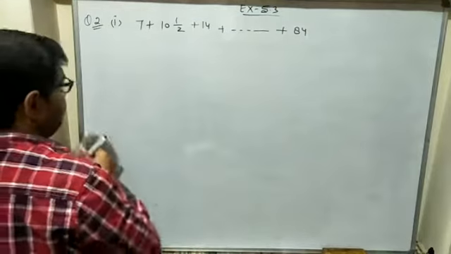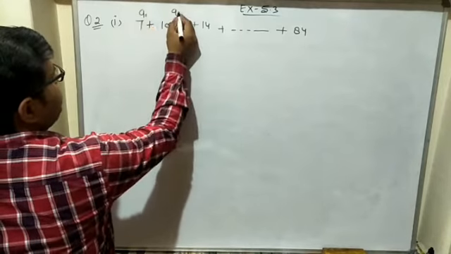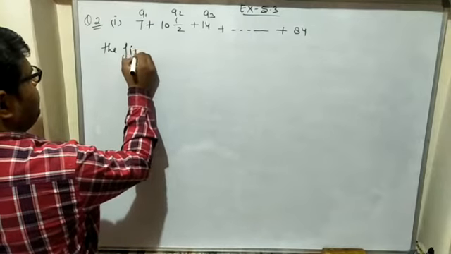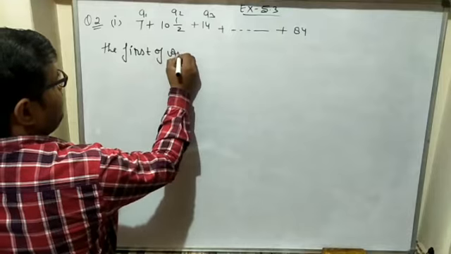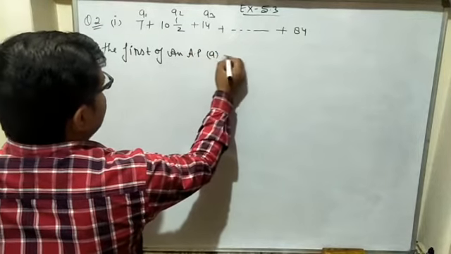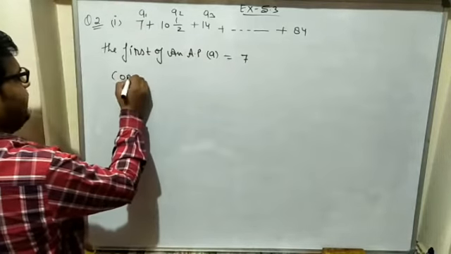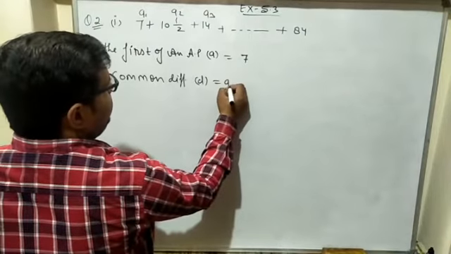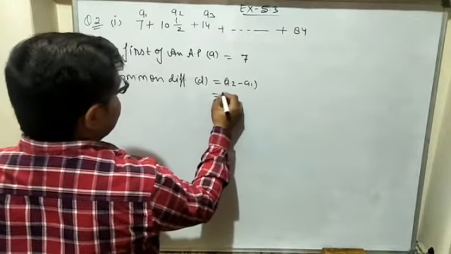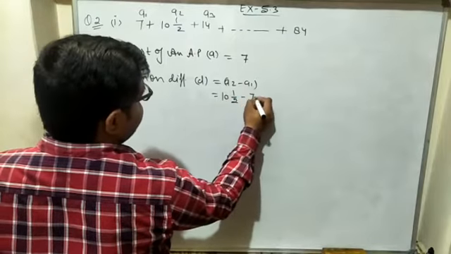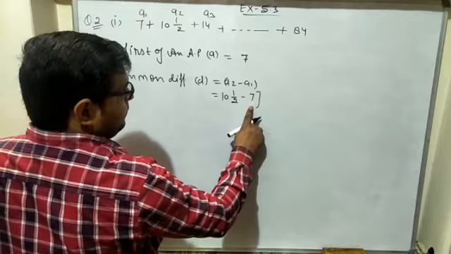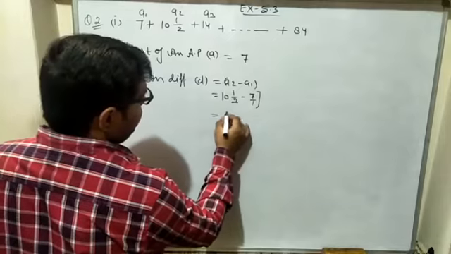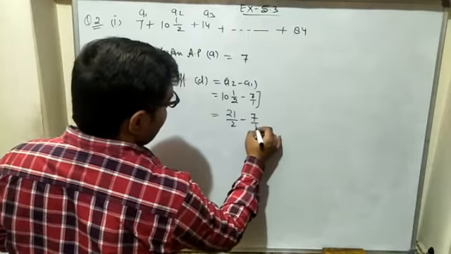By observing it, we get that this is a1, this is a2, and this is a3. So first of all, the first term of the AP is a equal to 7, and the common difference d equal to a2 minus a1. So a2 is 10 and a half minus 7. We can write the denominator here as 1. So 10 times 2 is 20, plus 1 is 21, upon 2, minus 7 upon 1.